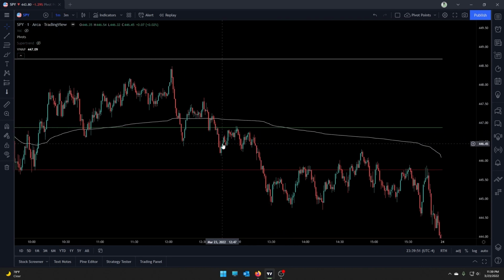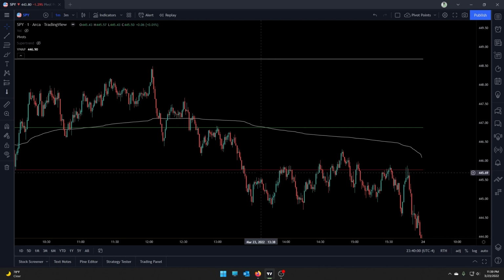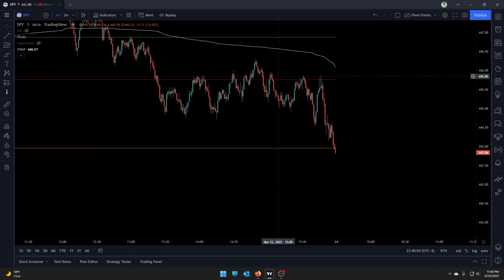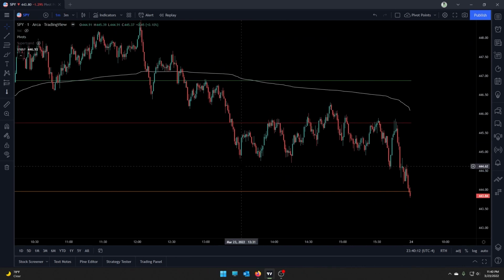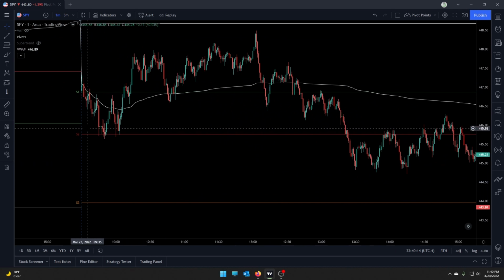Once we got below it, it began to act as resistance. And then we headed back down to the next pivot point lower. Acted as resistance for a while. And then where do we go? Right to the next pivot point to close out the day. These lines are a great indication of where price may travel.